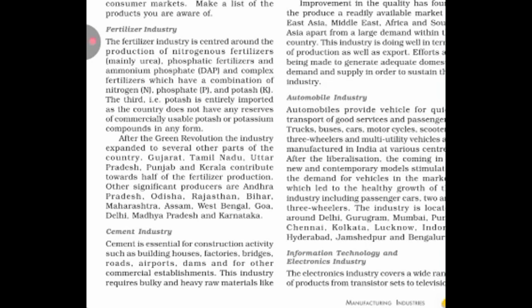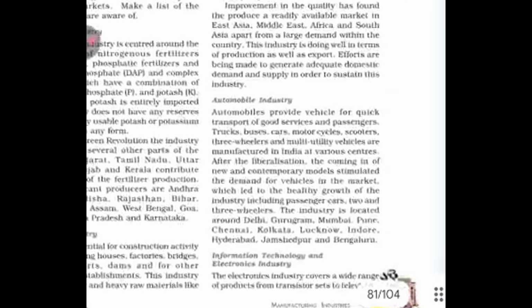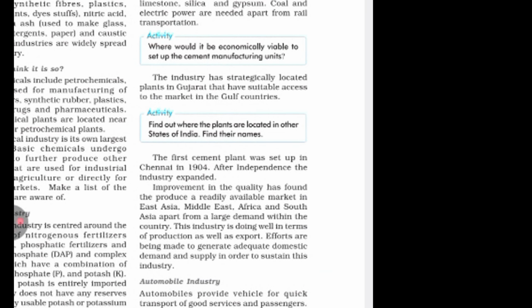Now, cement industry, because of the boost of the real estate industry, we have seen the improvement in cement industry, and basically we have a huge market, like countries like East Asia, Middle East, and then Africa, South Asia. There is a greater demand for cement from our country. And the first cement plant was set up in Chennai in 1904.